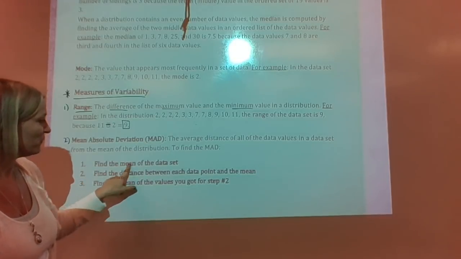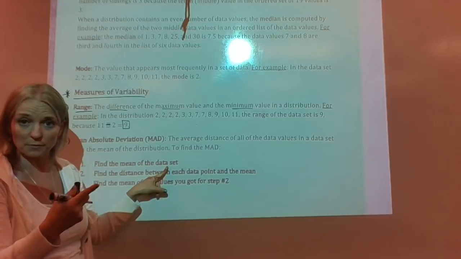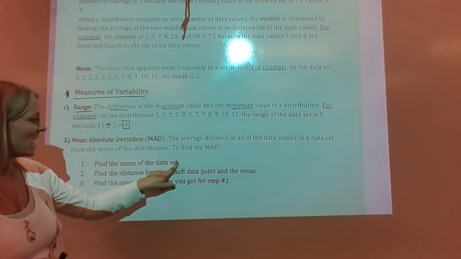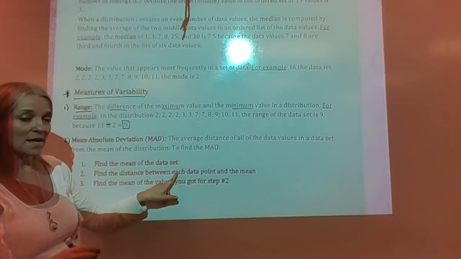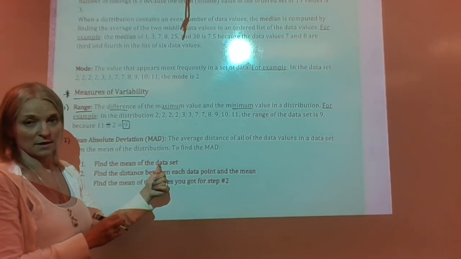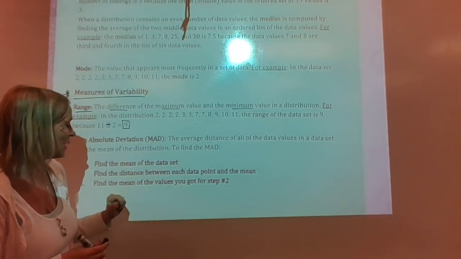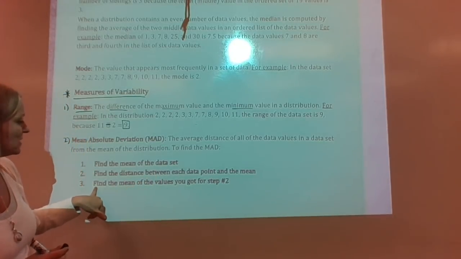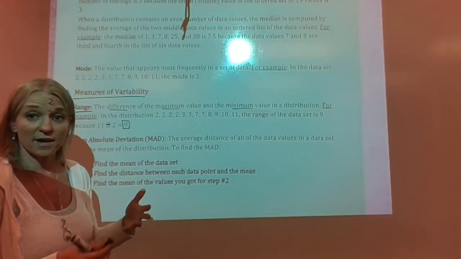Step one, you'll find the mean. Well, you guys know how to do that. We talked about it at the beginning. You add up all your numbers, divide by how many numbers there are. So that's the first thing you do, is you find the mean. Then you're gonna find the distance between each and every data point from the mean. So you're gonna subtract them, figure out how far they are from that. And we're gonna practice that here in just a second, okay? And then lastly, you'll find the mean of all the numbers that you got in step two. And that is your MAD.